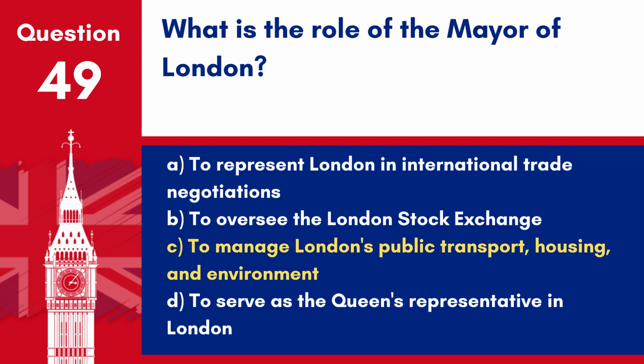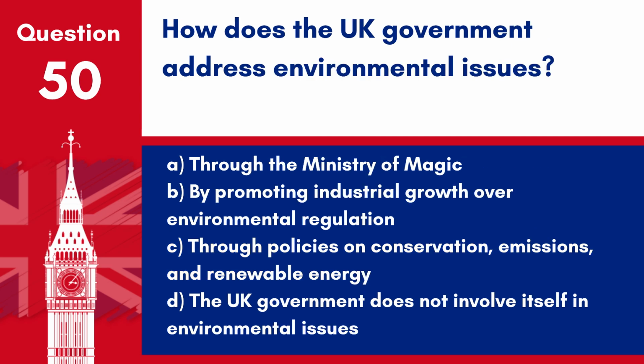Answer: C. To manage London's public transport, housing and environment. The Mayor of London has executive powers over areas such as transportation, policing, housing and the environment within Greater London. Question 50. How does the UK government address environmental issues?